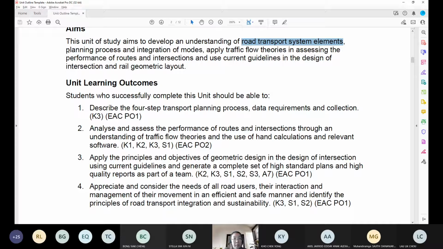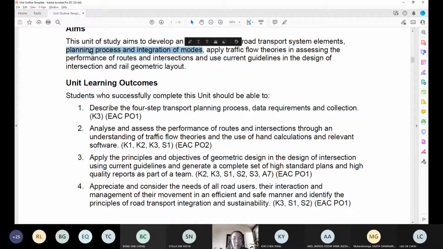All right, and then we also aim to understand the planning process and integration of modes. Basically it is to look at it in a bigger picture, not just very specific. If you look at transport overall, you have to look at it from a big picture point of view. So the planning process here is the big picture plan view. We are not just zooming into one or two intersections, but looking at it as a whole. Let's say Kuching area as a whole, or any city or certain area as a whole.